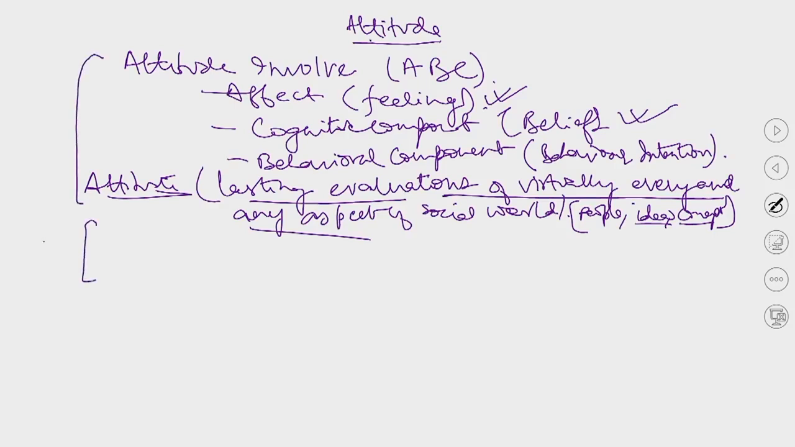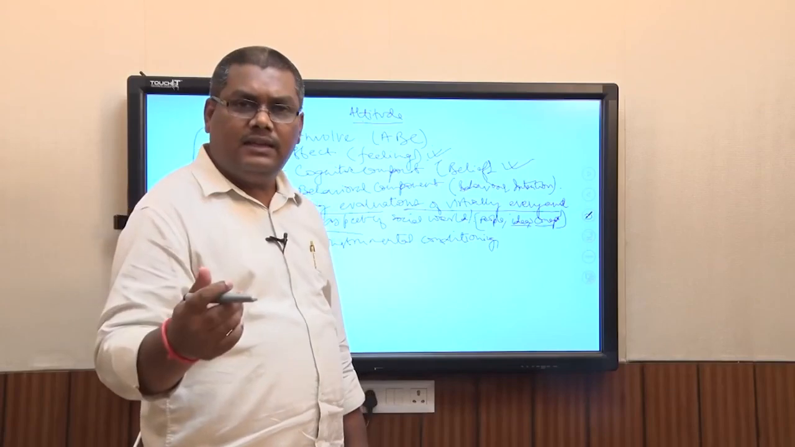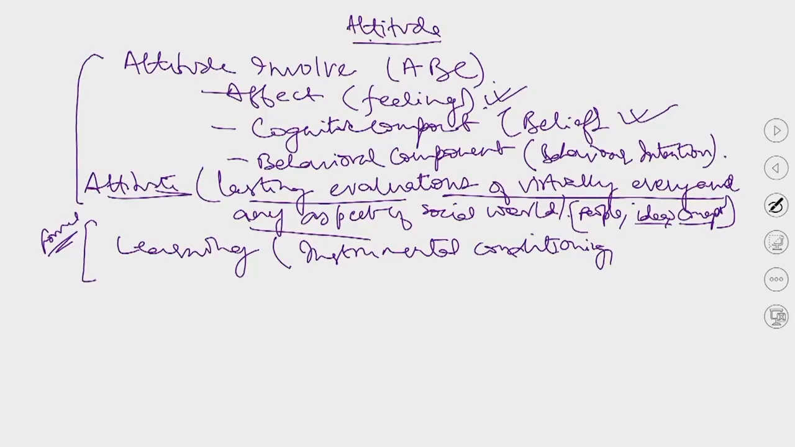The next important thing is how are attitudes formed? It has been known that attitudes are formed through learning, and mostly it is through instrumental conditioning. In the chapter on learning, we looked at what is instrumental conditioning and what is classical conditioning, and we also looked at what is observational learning. So, generally speaking, attitudes are formed through instrumental conditioning and observational learning.